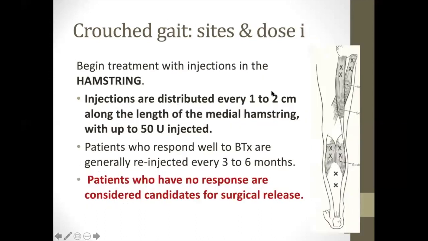In the hamstring, the injection is distributed at 1 to 2 centimeter intervals around the length of the medial hamstring, not more than 50 units, and it should not be repeated within 3 months. If you don't find a response in 1 or 2 injections, then you need a surgical intervention called fractional lengthening, not tendon lengthening, but fractional lengthening.